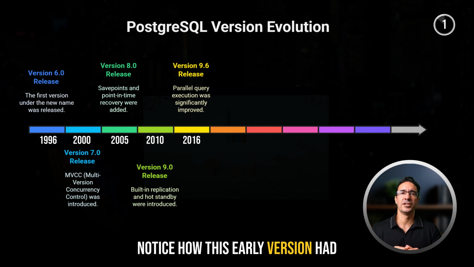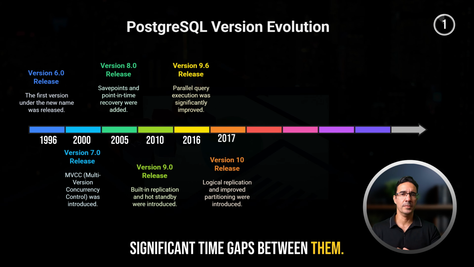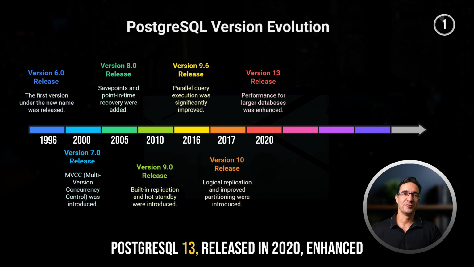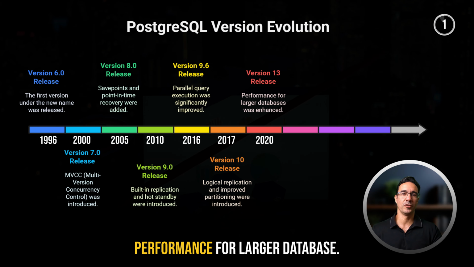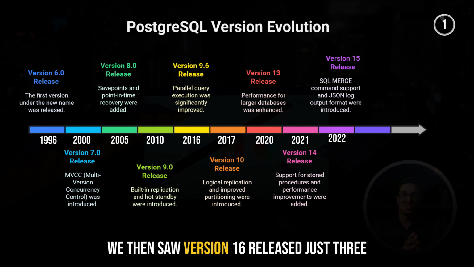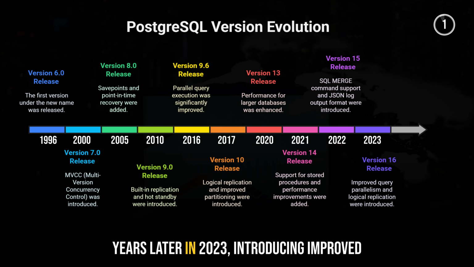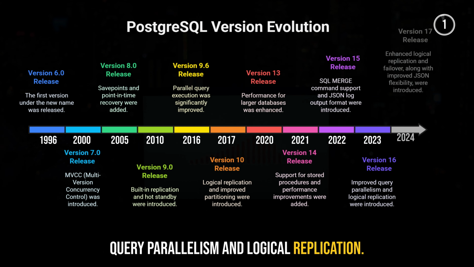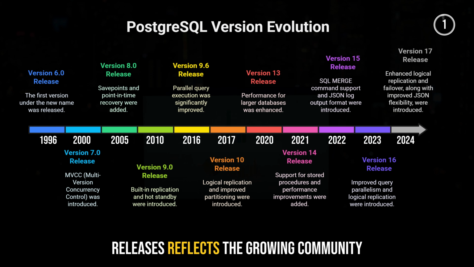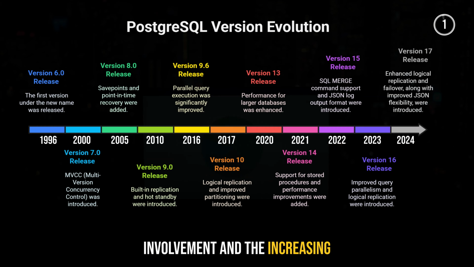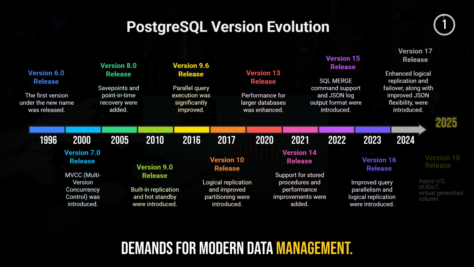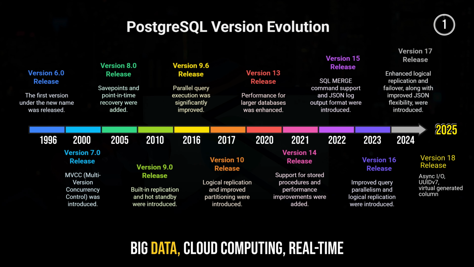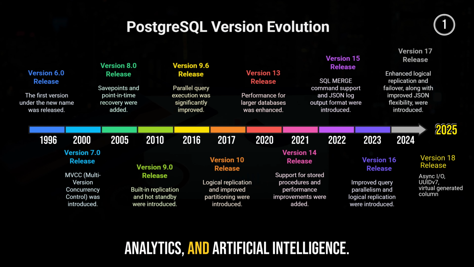Notice how these early versions had significant time gaps between them. This pattern changed considerably in recent years. Postgres 13, released in 2020, enhanced performance for larger databases. We then saw version 16 released just 3 years later in 2023, introducing improved query parallelism and logical replication. This acceleration in major version releases reflects the growing community involvement and the increasing demands for modern data management. The Postgres community has been responding rapidly to emerging needs in areas like big data, cloud computing, real-time analytics, and artificial intelligence.